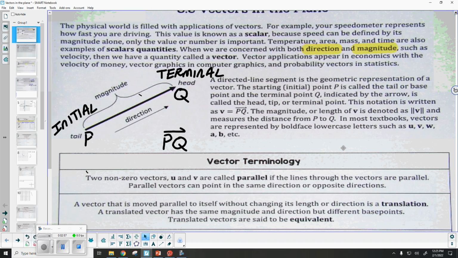A directed line segment, just as we see right here, is the geometric representation of a vector. The starting initial point P, so you always start at point P, we call that the initial. It's the tail or base point, and the terminal point Q, indicated by the arrow, is called the head, tip, or terminal point. So all of these are used interchangeably. Typically, I'll refer to these as initial and terminal, or maybe tail and head.